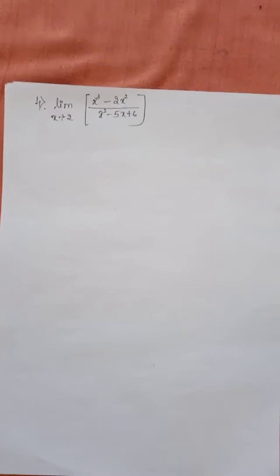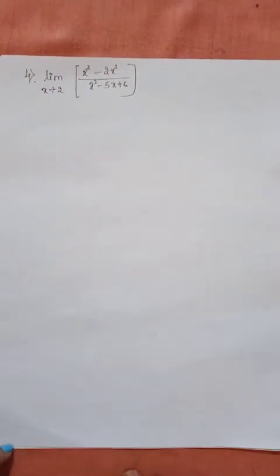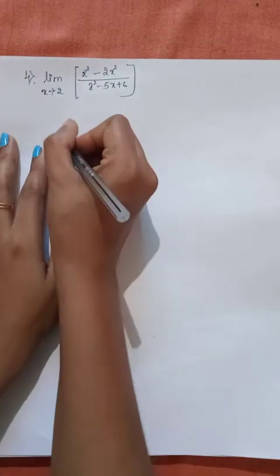So this is the next question, students. This is your next question. It is limit of (x cube minus 2x square) divided by (x square minus 5x plus 6). Now you can simplify, I guess.